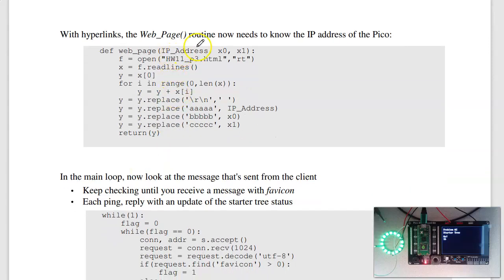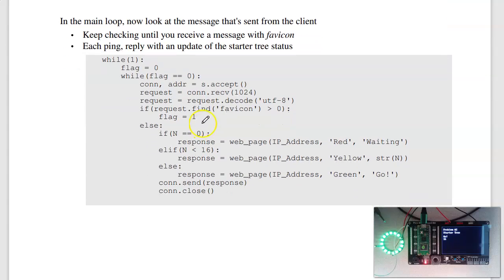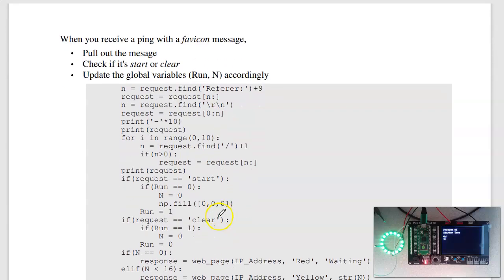The web page has to be updated. I now have to insert the IP address for A, then the status and N for B and C. In the main loop, I'm going to sit there and wait for a ping. If I get a favicon, ping flag is set. Otherwise, based upon N, change the web page for the status, red, yellow, or green. And then parse it.